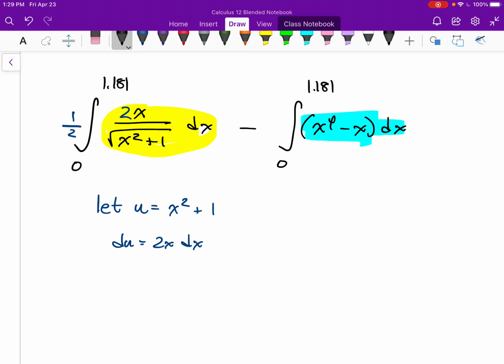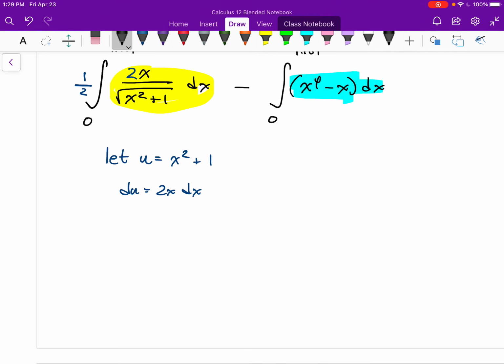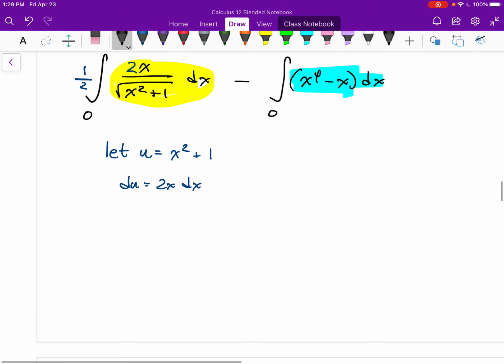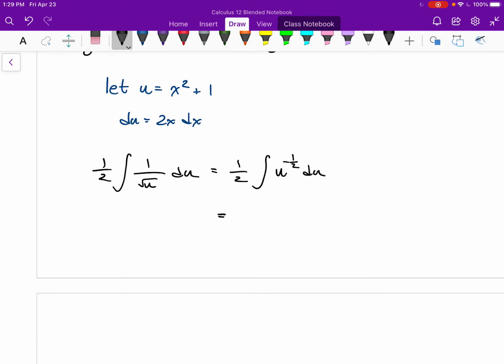I'm going to focus on just the indefinite integral for a bit before I come back to this definite integral right here. So I can now say 1/2 the integral of 1 over root u du, or even better, 1/2 integral of u to the negative 1/2 du, which, find the antiderivative, is 1/2 times 2u to the positive 1/2 plus some constant. How convenient, the 1/2 and the 2 cancel out. So we get u to the 1/2 plus some constant.